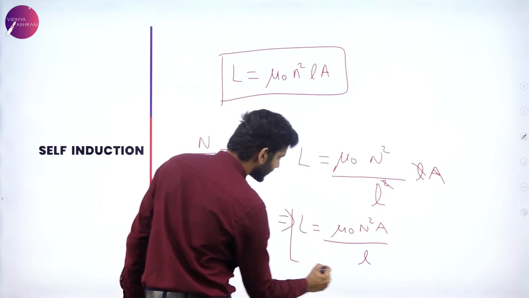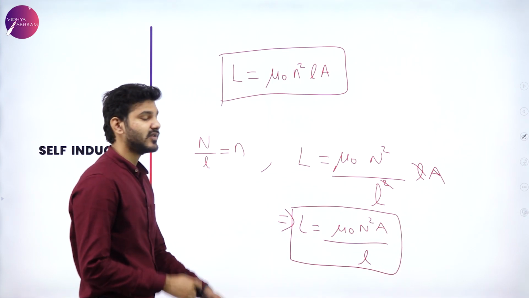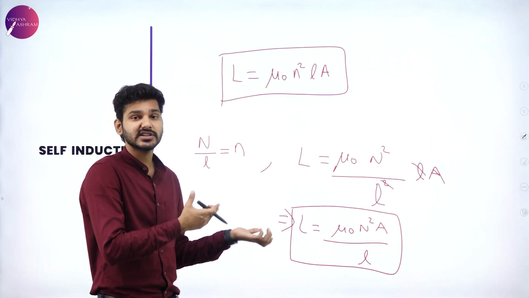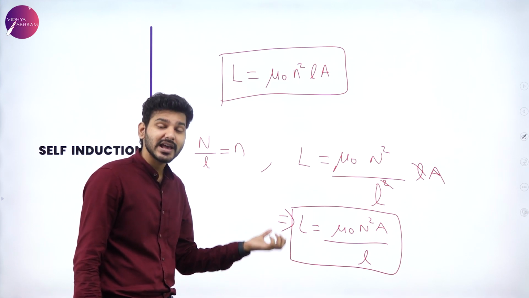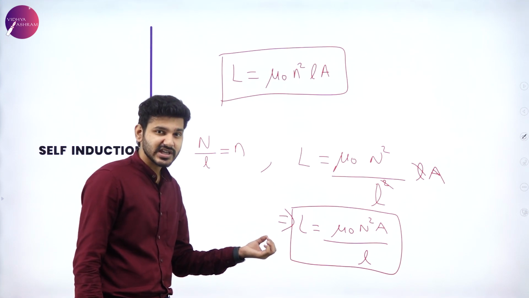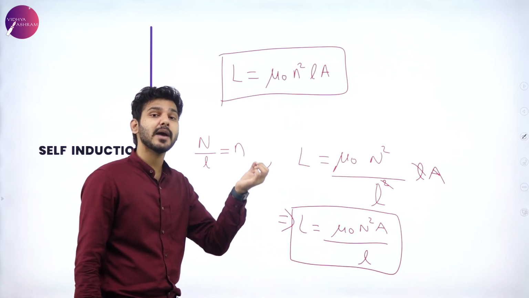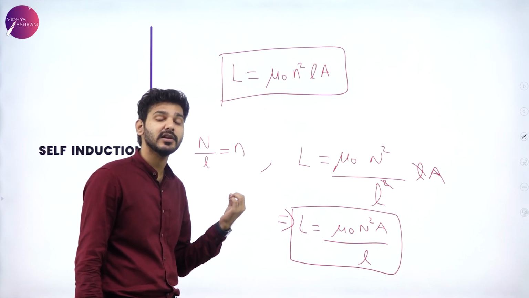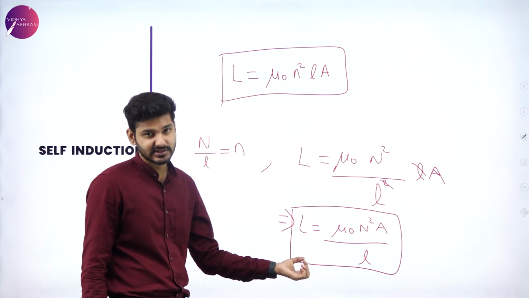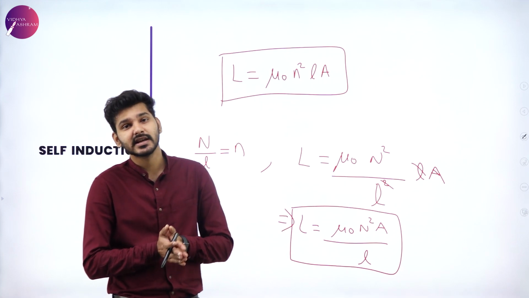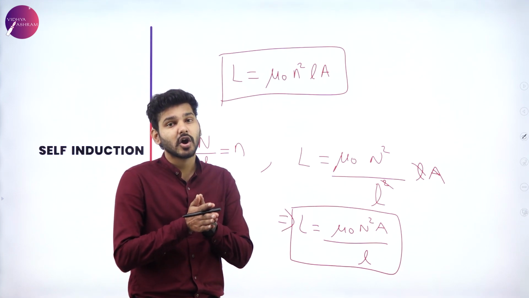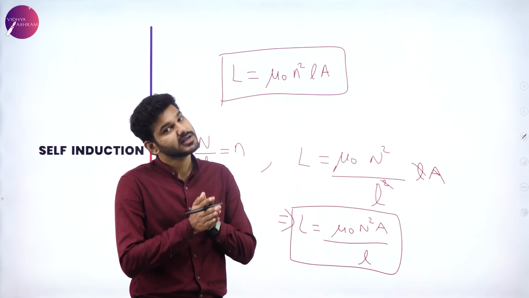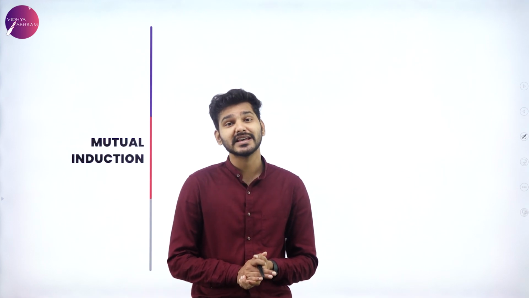This is one more way of representing the same equation, and we can generally say that the definition of self-inductance of a coil is that when the current changes inside the coil at 1 ampere per second, an EMF will be induced in it, and that particular EMF will be equal to the self-inductance. So even more clearly, when current in the coil changes 1 ampere per second, an EMF will be induced, and this will be the self-inductance. Now the next topic is mutual induction.